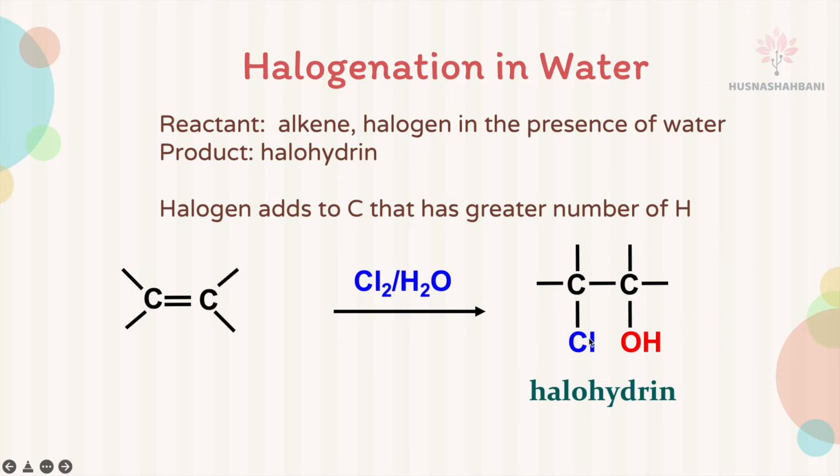Note that the halogen adds to the carbon that has the greater number of hydrogens. So between these two carbons, you have to count which carbon has the greater number of hydrogens attached to it. The halogen will add to that carbon. The OH group will add to the carbon that has fewer hydrogens.